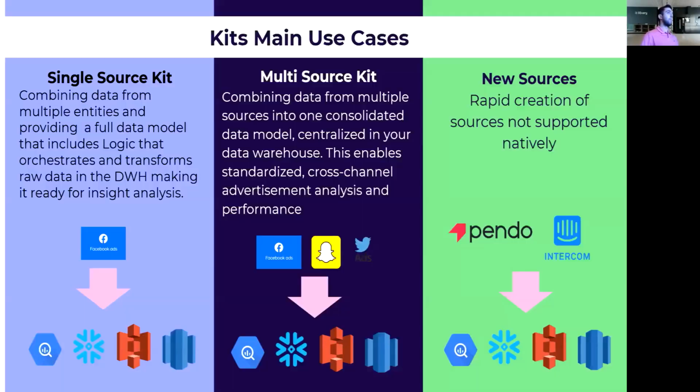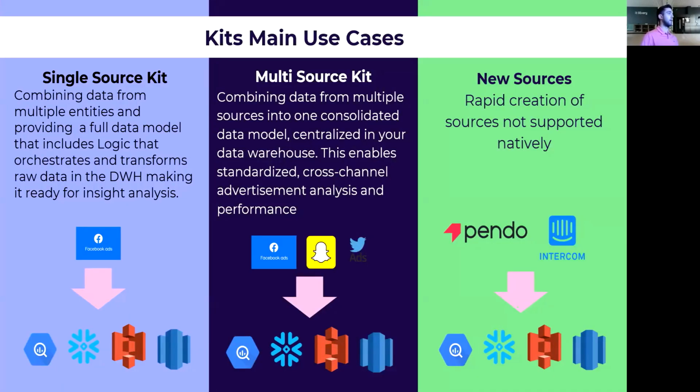So in terms of some main use cases that we see for kits, I alluded to this on the last slide. A kit can be a single source like Facebook ads or NetSuite, whatever the relevant integration may be, that we streamline into the data warehouse, apply any transformation logic, and boom, right? Within a single source, in a couple of seconds, you're up and running.